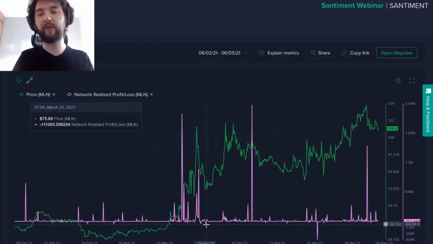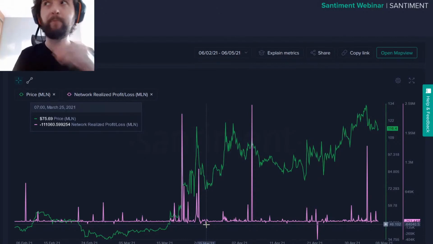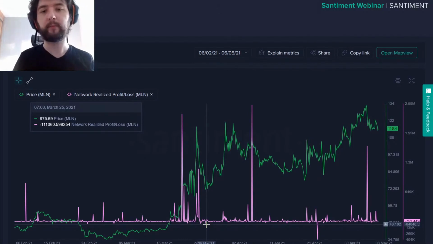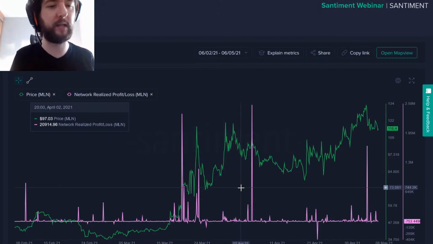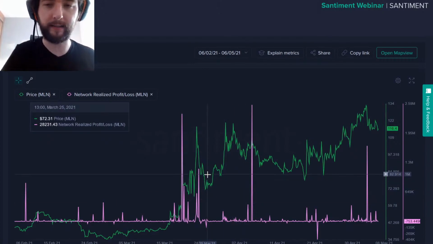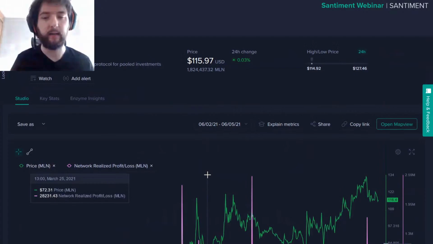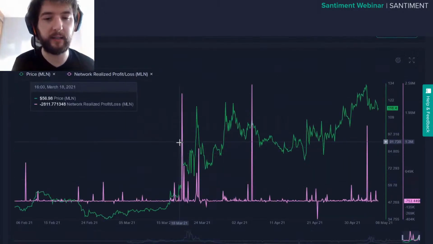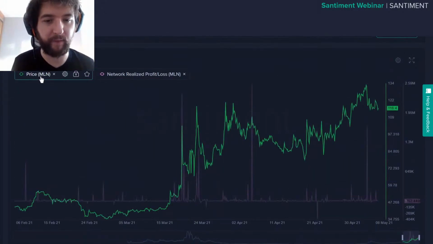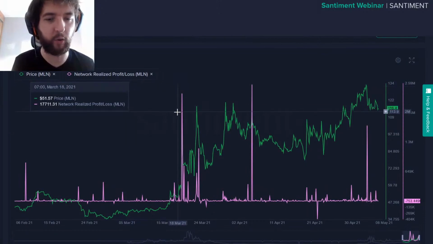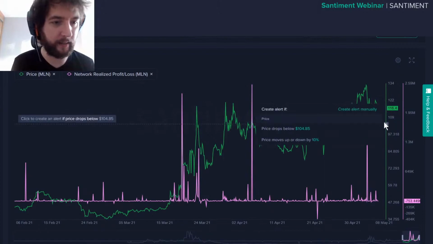One of the things we have noticed with this metric, especially when it comes to low and mid cap altcoins, is basically what you see in the case of Enzyme, sorry, MLN. You see these major spikes in network profit loss around several of its local tops. You can see this massive spike here, here, here, and then you also see here.